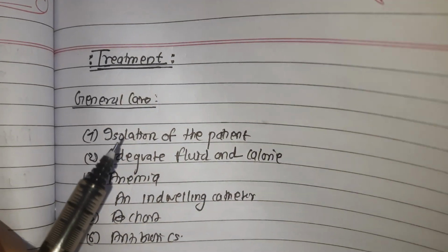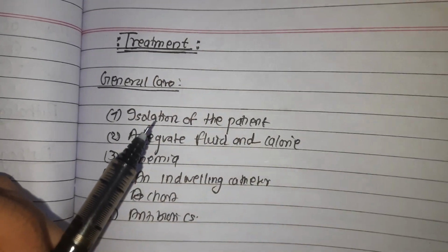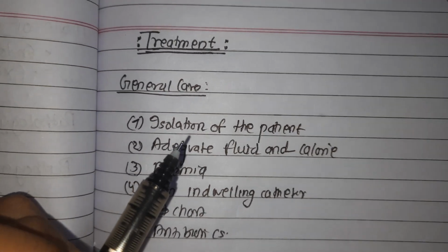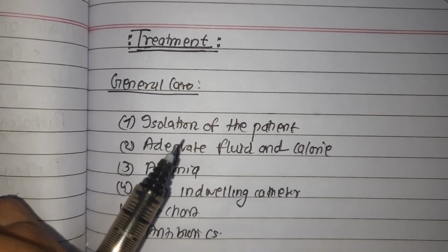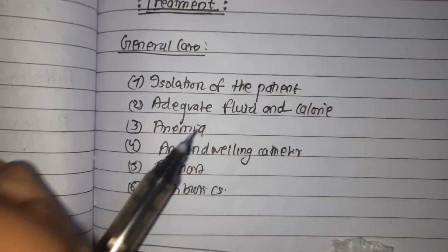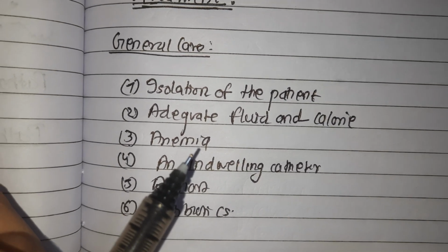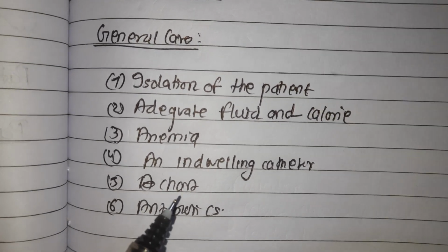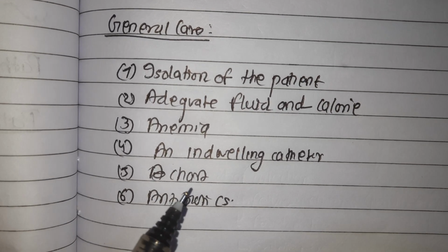For the treatment, we have this. Firstly, we have to do general care, then the definitive treatment. The general care includes isolation of the patient, which is preferred, especially when the hemolytic streptococcus is obtained on culture, and adequate fluid and calories are maintained by intravenous infusion. The anemia is corrected by oral iron, or if needed by blood transfusion.